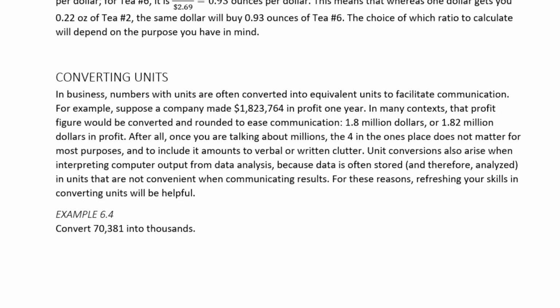After all, once you are talking about millions, the 4 in the ones place does not matter for most purposes, and to include it amounts to verbal or written clutter. So it's not wrong to have all the numbers spelled out, but if you're writing about a number again and again, and you're repeating these long strings of digits, it clutters up reports visually, and it's confusing to your listeners. That's what it means to have verbal or written clutter.